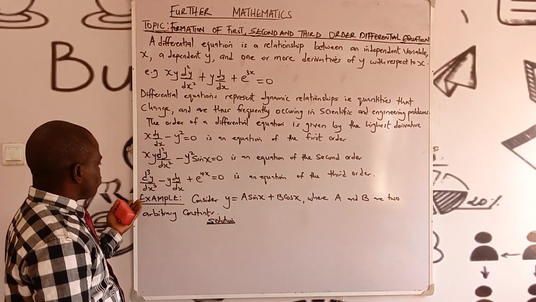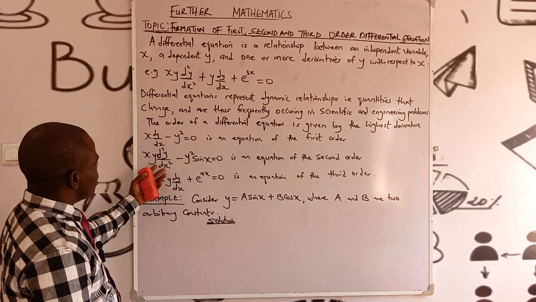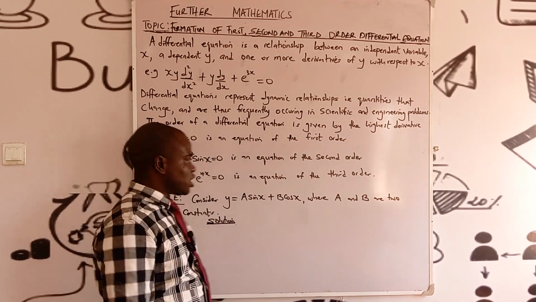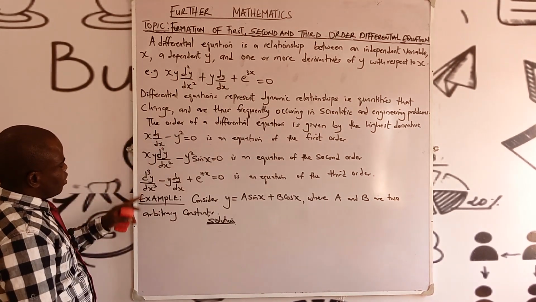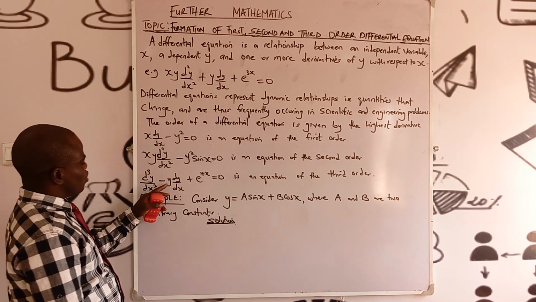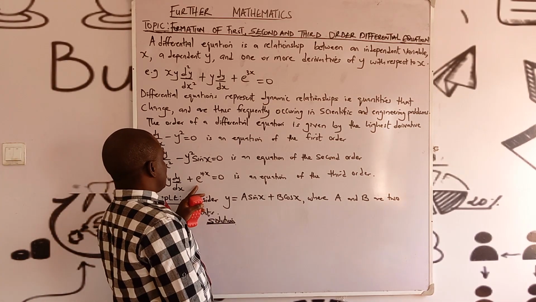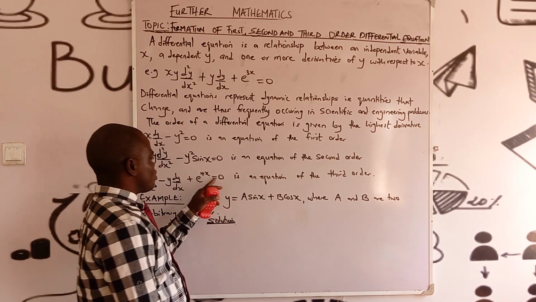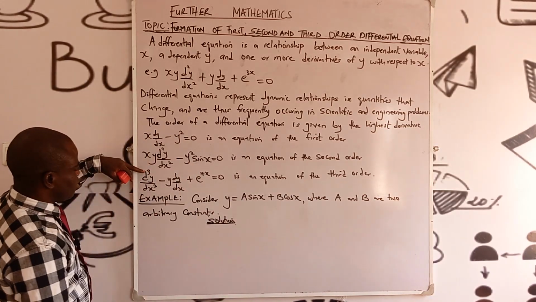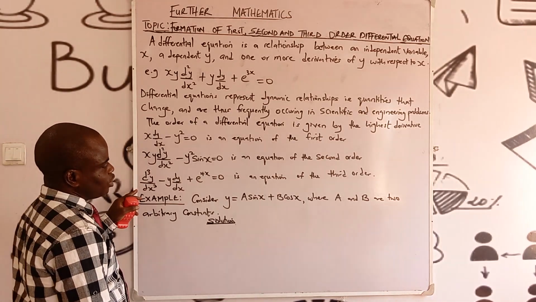Okay, let's see the second one. xy d squared y over dx squared minus y squared sine x equals 0 is an equation of the second order because of this square. Let's see the third one. We have d cubed y over dx cubed minus y dy over dx equals e raised to power 4x equals 0, which is an equation of the third order because of this cube. It is a third order differential equation.